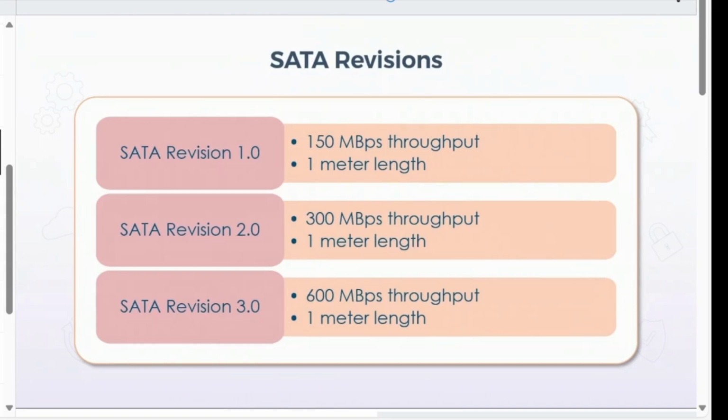Then revision 2 supported up to 300 megabytes per second, also over a 1 meter cable, and revision 3, as mentioned, rivals the fastest SCSI revision at 600 megabytes per second, still over a 1 meter cable. Lastly, it should also be noted that Serial ATA also supports hot swappable devices and many more devices than IDE.